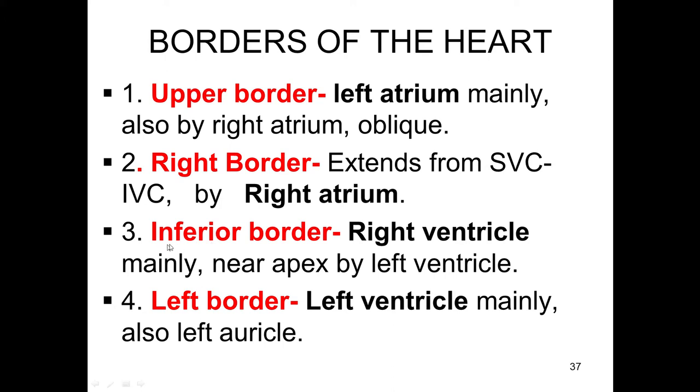Now inferior border is formed by right ventricle mainly, but near the apex, left ventricle also forms the inferior border. But where? Near the apex. And the left border is formed by the left ventricle, also by the left auricle. So, there are four borders: upper border, right border, inferior border, and left border.